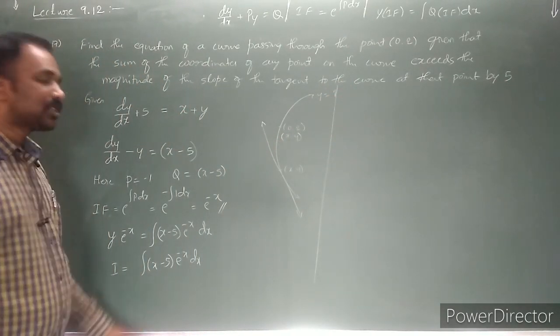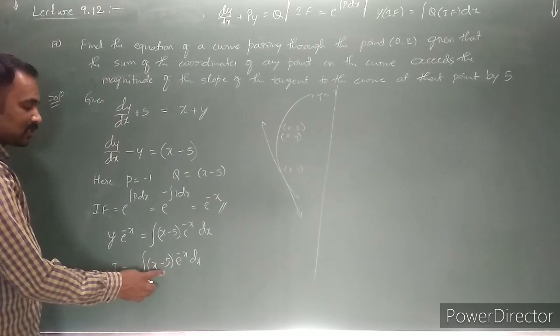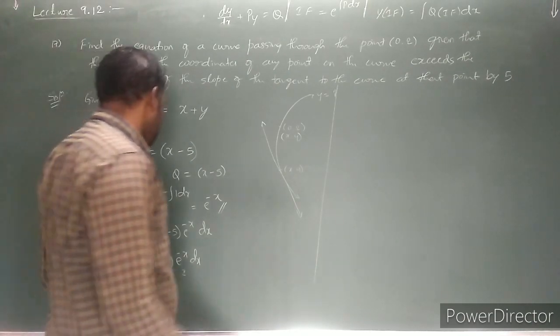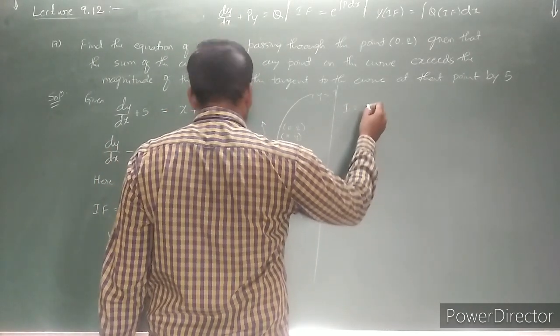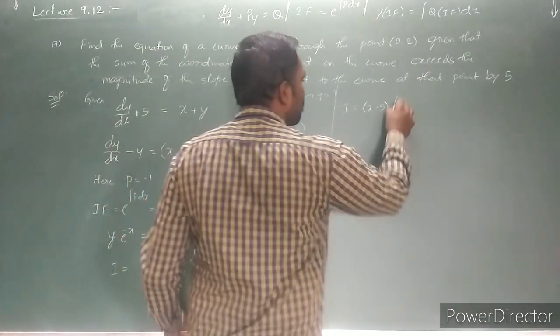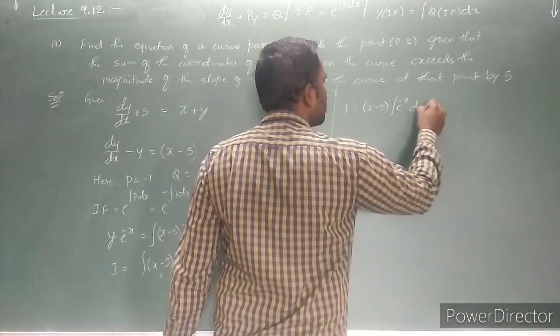Just integrate. What is the first function? What is the second function? This is the algebraic function first, and this is the exponential function last. Okay, I is equal to, keep the first function as it is, x minus 5, integration of the second function, e power minus x into dx.